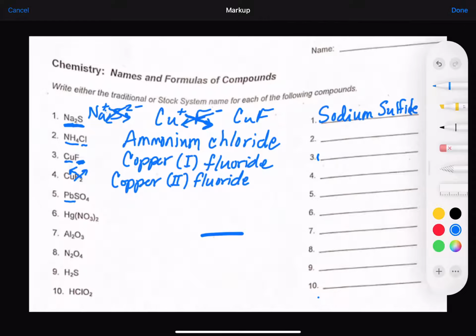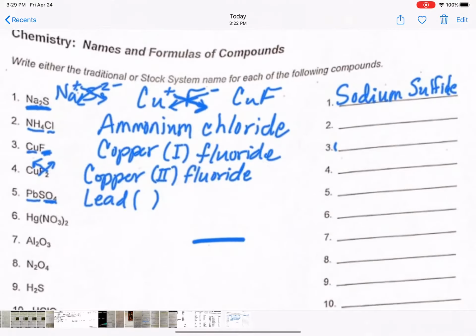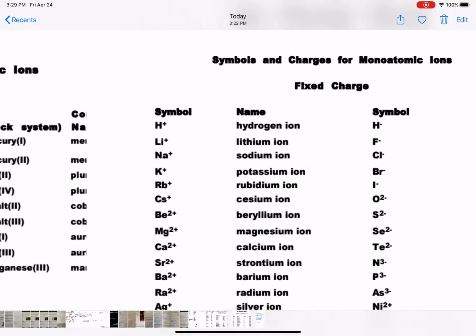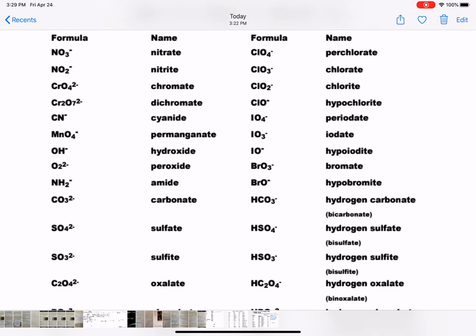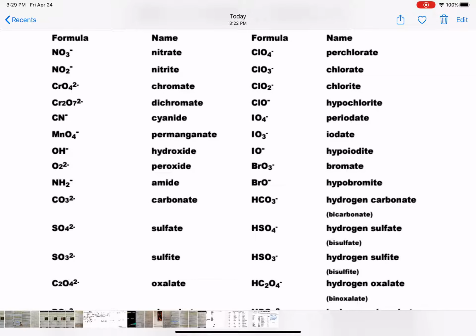Here's Pb, which is lead. And then you've got SO4. S is a nonmetal, so that's how you know that starts the polyatomic ion. So SO4 is a polyatomic ion. Lead is a transition metal, so it has to have parentheses, by the way. To figure out the name of SO4, you have to go to your polyatomic ion sheet and find SO4. SO4 right here, bottom left. Do you see that? Sulfate, SO4 2 minus. So we know SO4 has a 2 minus charge.